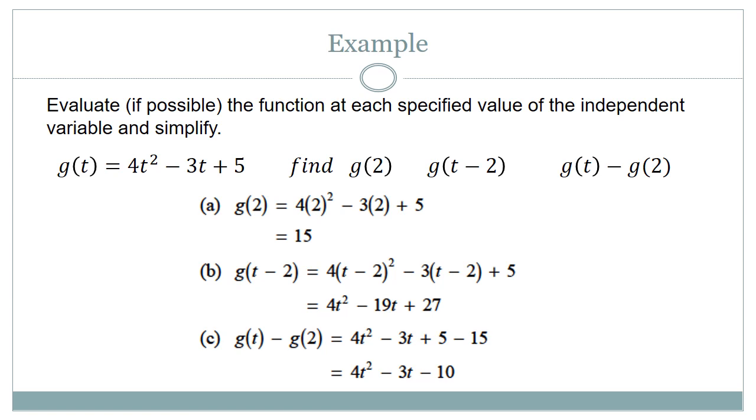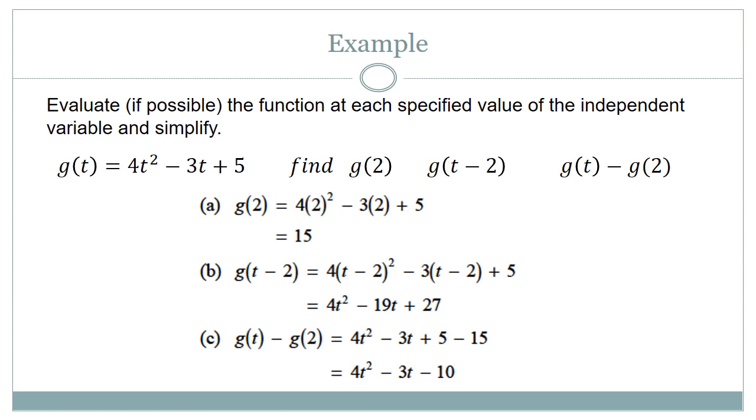Okay, g of 2 just means to replace t with 2, and when we do that, we get a result of 15. G of t minus 2 is a little bit more complicated. You're going to replace t with that whole thing, t minus 2. Now, what that means is you're going to have to actually square t minus 2.